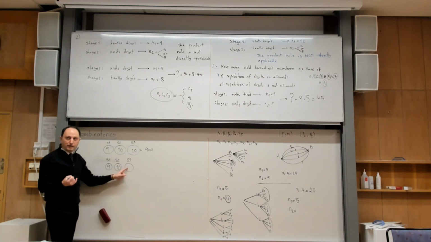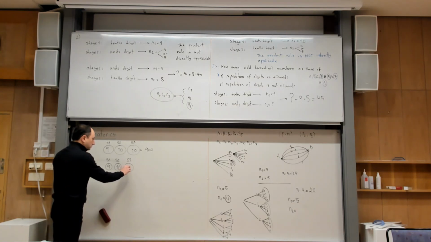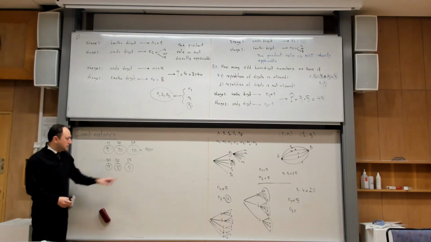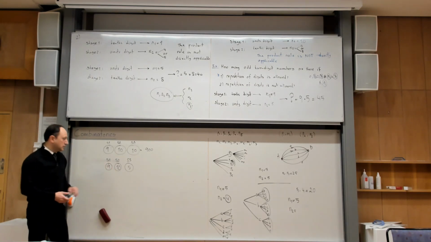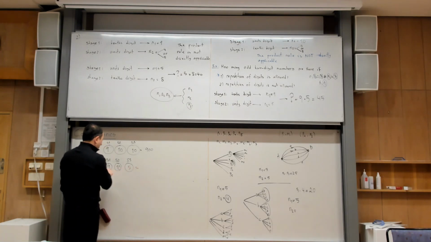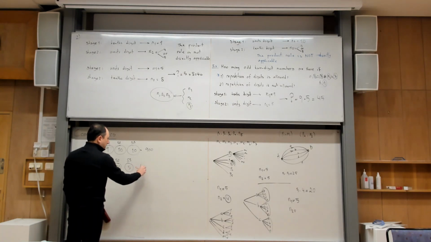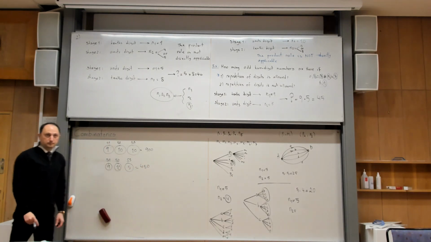Because I want to have an odd number, 1, 3, 5, 7, and 9. These are the only options for this. So how many of them are there? 5. Yes? Is this 5 that I have written here independent of the ways that I have done these 2 stages? The answer is yes. So the answer would be, as we predicted, this number.